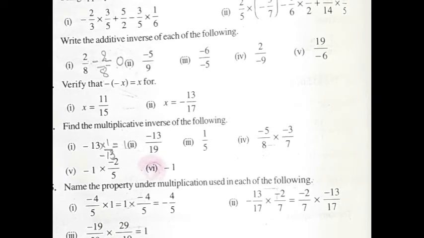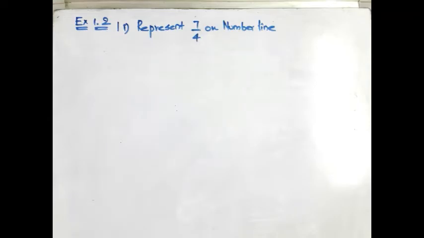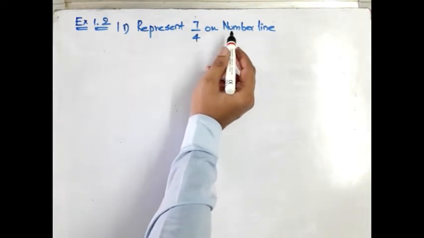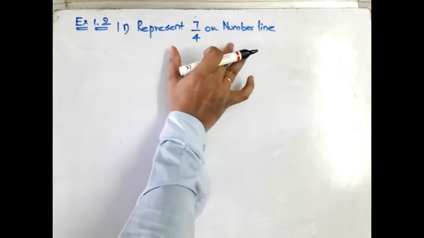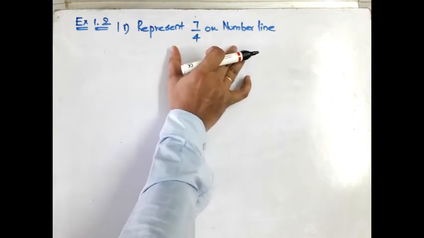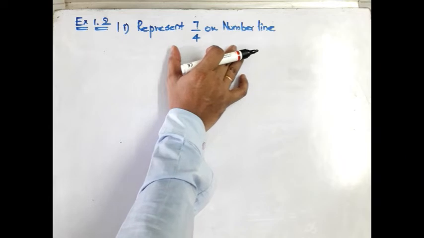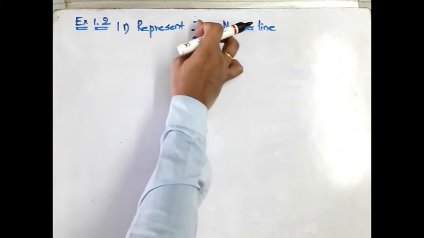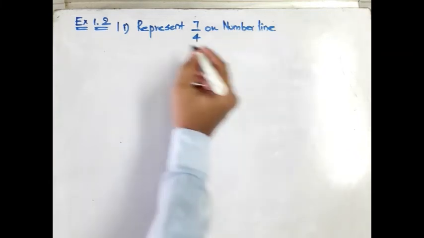Now I am moving to the next concepts pertaining to exercise 1.2. So the next concept which we are going to deal with is representing a rational number on a number line. To start with, I took exercise 1.2, first Roman numeral, first question. Represent 7 by 4 on a number line. You are all quite familiar with how to draw a number line for the integers, whole numbers, natural numbers, everything. The same conditions apply for rational numbers also. So 7 by 4.